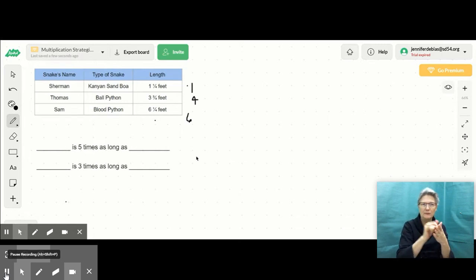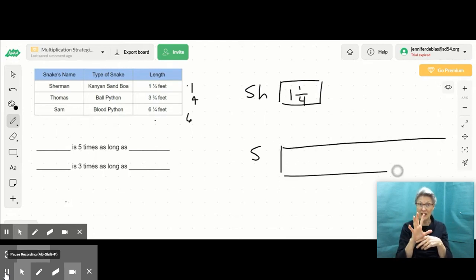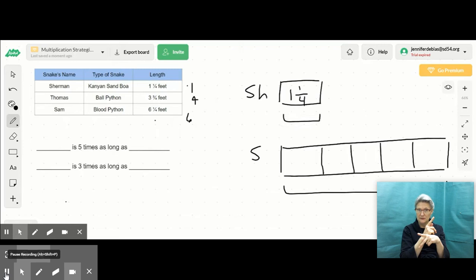So I'm going to do here Sherman. We'll do Sherman, SH, and Sam. I'm going to draw a bar model. So Sherman is 1 1/4 feet. And let's see if Sam is 5 times as long. See if this makes sense. So you don't have to draw the model each time. I'm just doing it as a visual. 1, 2, 3, 4, 5. Okay. So here, we're trying to figure out if that's 5 times as long as that. On this, we would know the length is 6 1/4 feet. So if this total 6 1/4 feet is 5 times 1 1/4 feet, we have our answer.